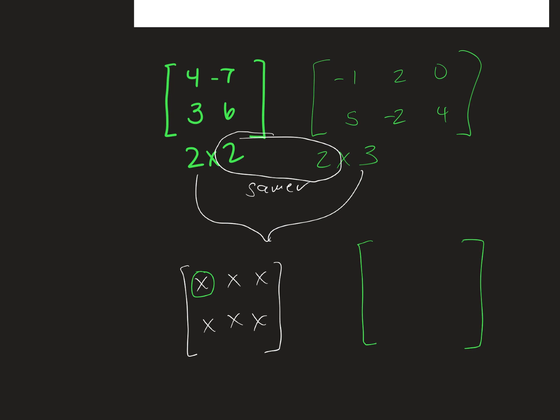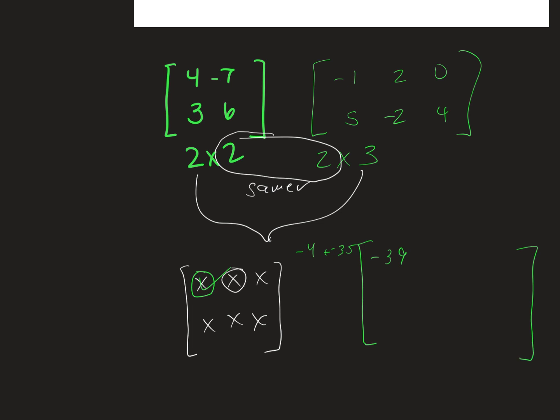So 4 times -1 is -4, right? And then -7 and 5 is -35, correct? So what's -4 and -35? Negative 39. Okay, that piece is done. Now I'm going to find this piece.